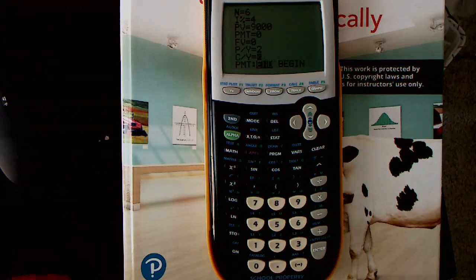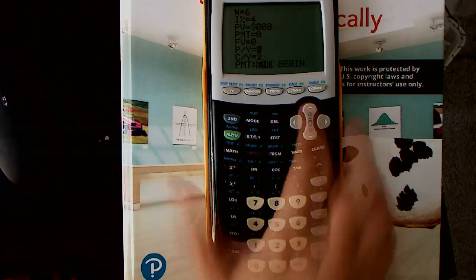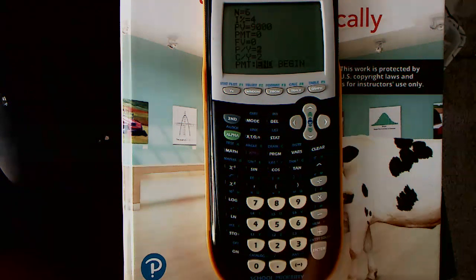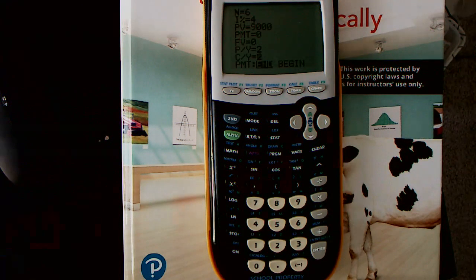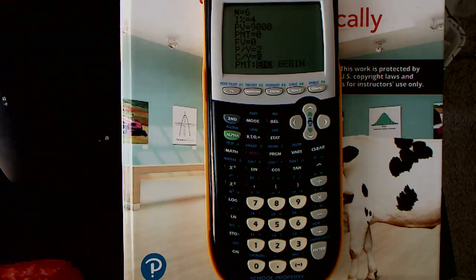You need to know that P per Y and C per Y must be equal. If you change the first one to 2, automatically the second one, C per Y, also changes to 2. And for the last item on the bottom, always leave END highlighted. The whole chapter, our course, only uses that type of investment.